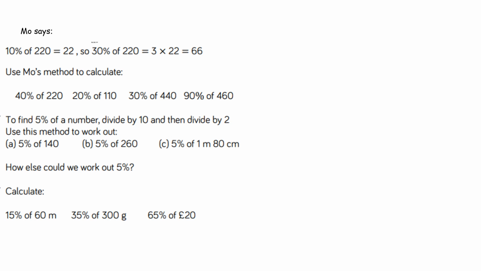So for those ones, you would need to find 10% first, then 5% and add them together. Find 30% and 5% and add them together. And then find 60% and 5% and add those together. Off you go.